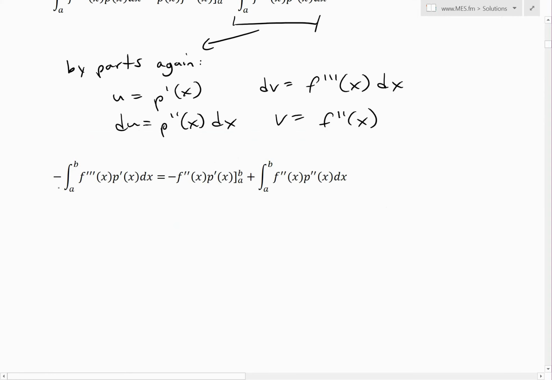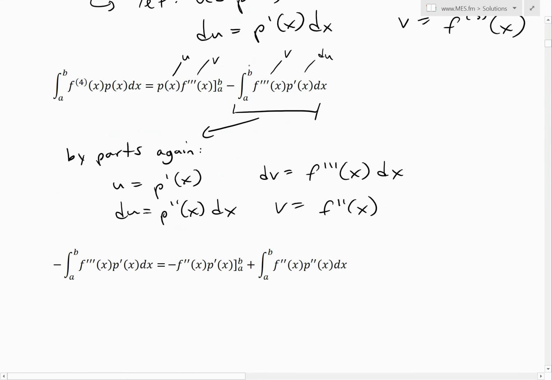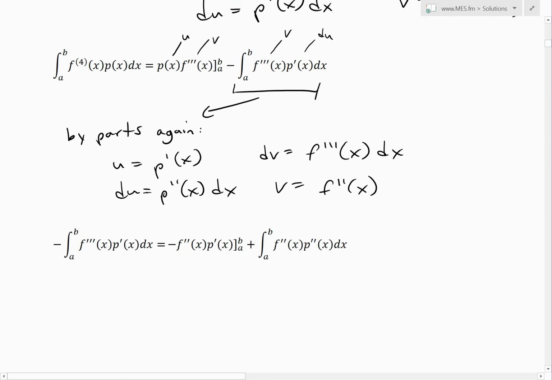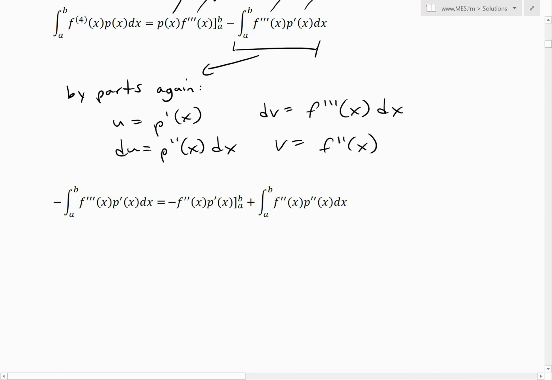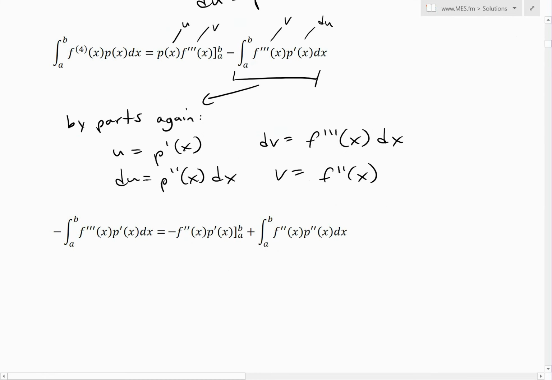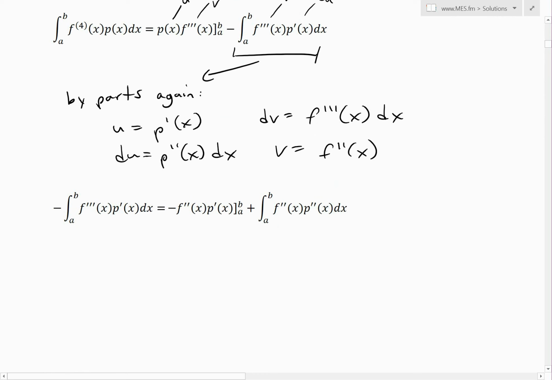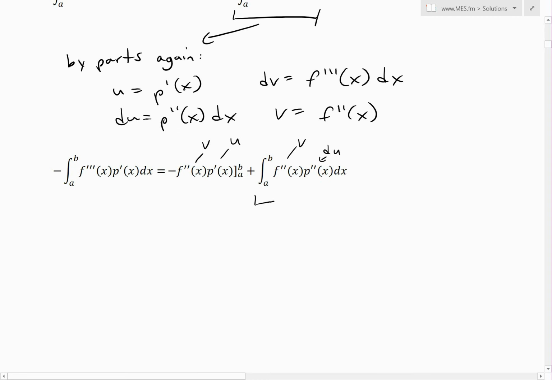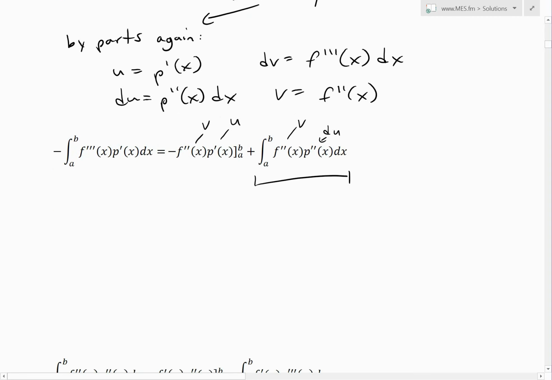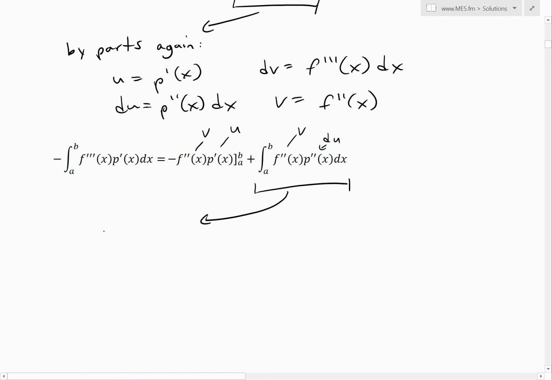I'm including this negative sign just so that at the end we add everything up with positive signs, so that we don't need to flip around the signs. So when we do that, this negative goes into here. Because there's a negative, the integration by parts will have a negative, then a positive, like that. Then again, this is our v, this is our u, this is our v, and this is our du right here. And again, we do by parts again.